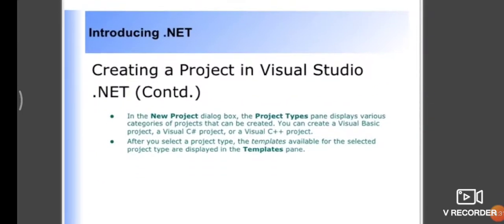In the new project dialog box, which you will see when you open Visual Basic .NET new project, the project type pane displays the various categories of projects that you can create. After you select a project type, the templates are given, meaning what look or visualization framework you want to use for your project.